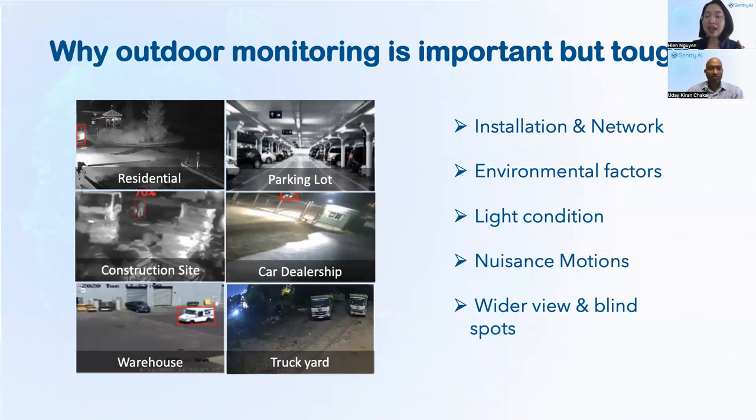First, I want to start with the statement that outdoor monitoring is the most important use case, but also the toughest. Even though we have so many use cases and needs to monitor outdoor settings, such as residential outdoor, parking lot, construction sites, car dealership, warehouse, truck yard, it's very difficult to set up a really good system to monitor these settings, because it's so difficult to install and consider the network for the camera. The traditional burglar alarm system may be doing okay in the indoor setting, but performs poorly in the outdoor setting. The limitation of the network and the challenge of outdoor monitoring also require a wider view with little control on light conditions, and you will get problems with environmental factors like rain, snow, animals. So I bet many of you here, if you have experience with outdoor monitoring, you will have seen all of the false alarms and been very frustrated to monitor an outdoor system with all of those false alarms.